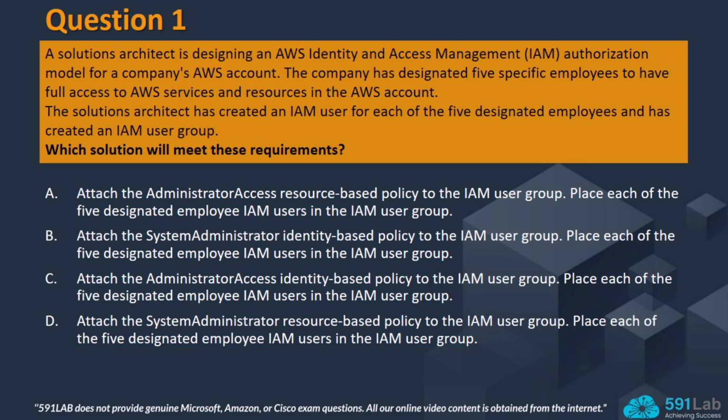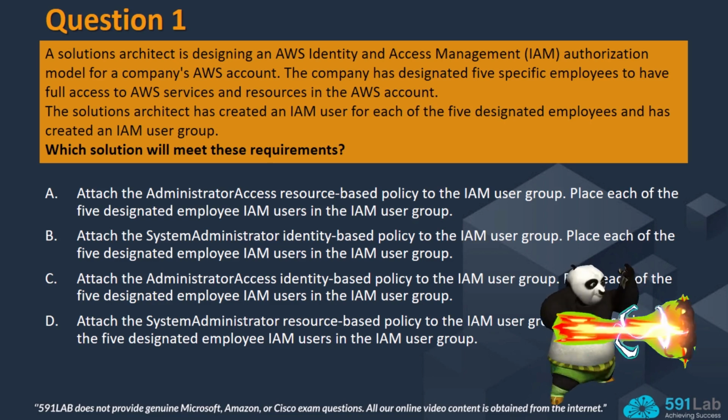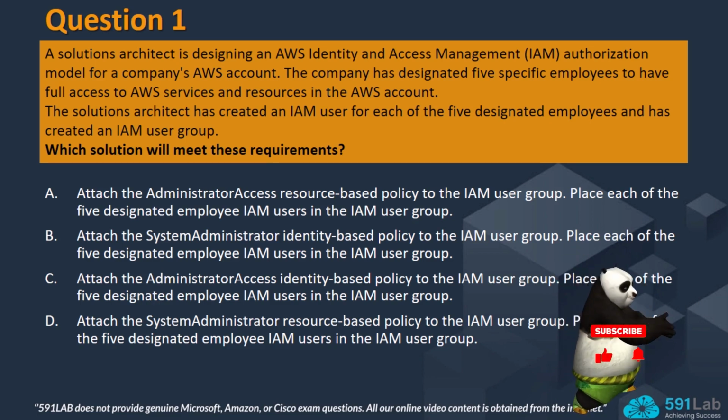Option A, attach the administrator access resource-based policy to the IAM user group. Place each of the 5 designated employees' IAM users in the IAM user group. So resource-based policies are used to grant permission on AWS resources, not IAM users or groups. This option is not suitable for providing IAM user permission.